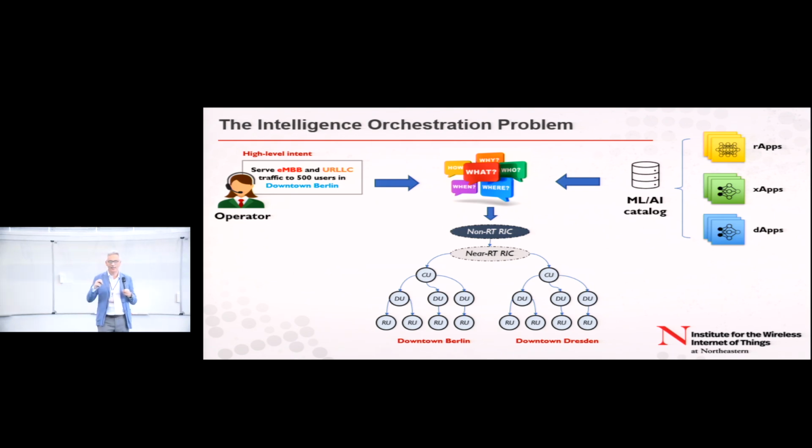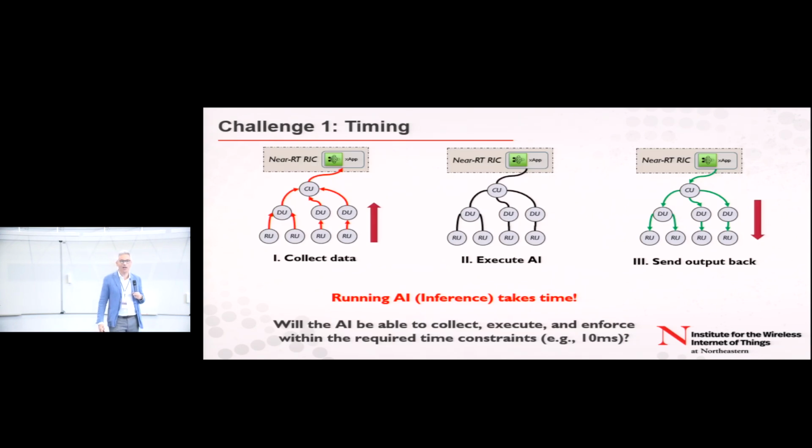And then we have a catalog of different machine learning models that can be implemented as rApps, xApps, and dApps. And we want to be able to select from this catalog the specific models and the location in the radio access network to execute them to obtain the behavior that we want to achieve. There are a number of challenges related to timing, right? We know that obviously running AI, the inference tasks, takes time.